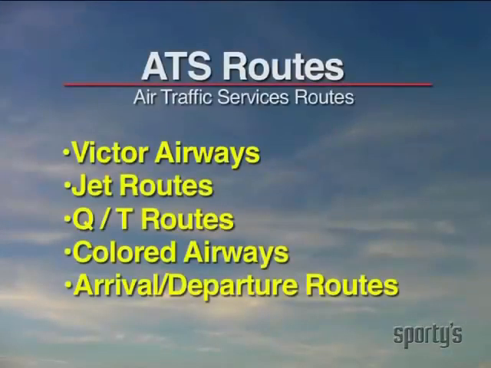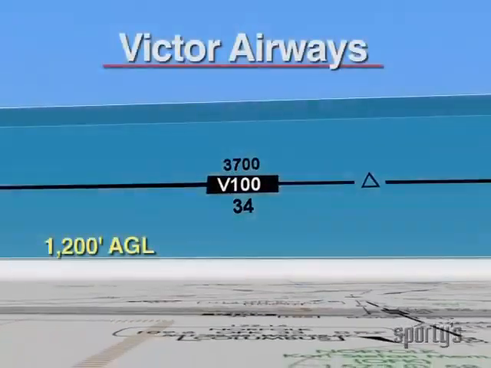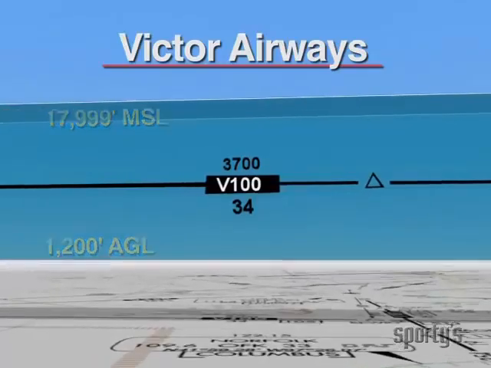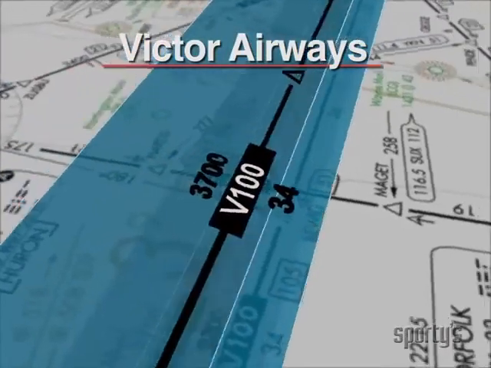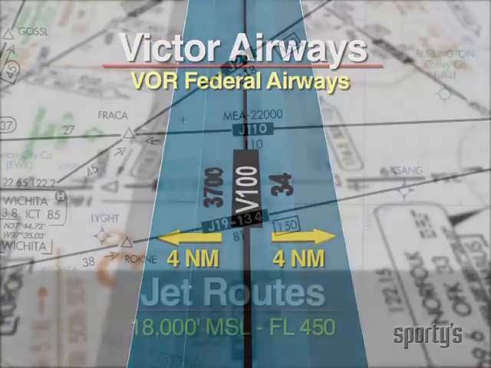ATS route, or Air Traffic Services route, is a generic term which includes the 4 different sets of airways in the United States, as well as arrival and departure routes. Victor Airways go from 1,200 feet AGL up to, but not including 18,000 feet MSL. Practically, the highest assigned altitude available on Victor Airways is 17,000 feet. Victor Airways are also referred to as VOR Federal Airways.